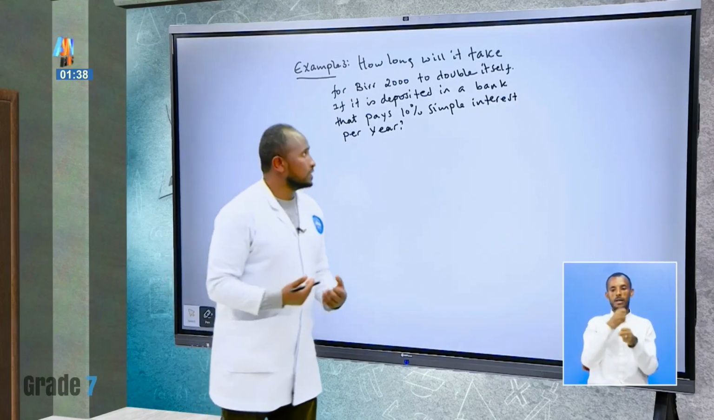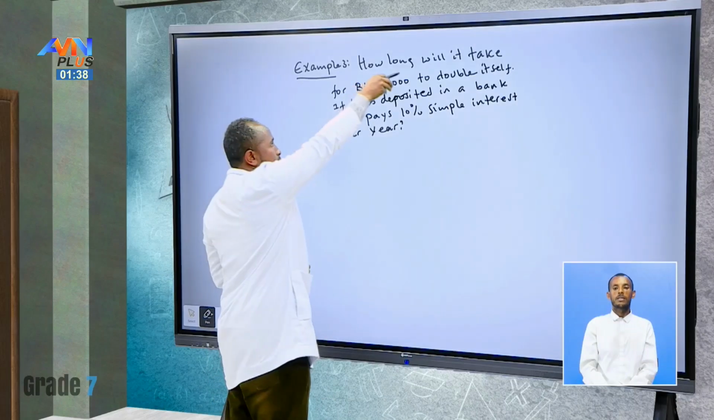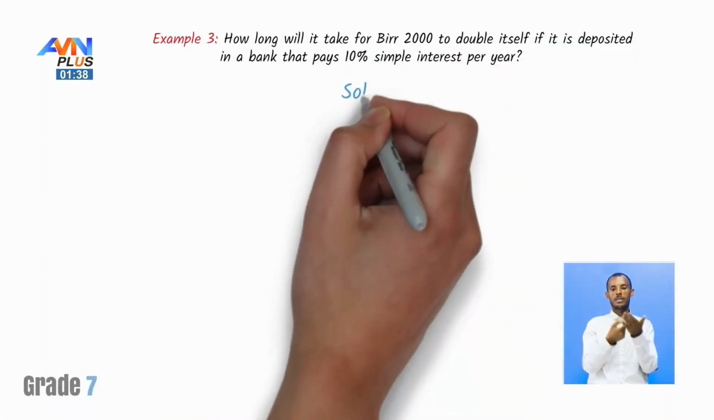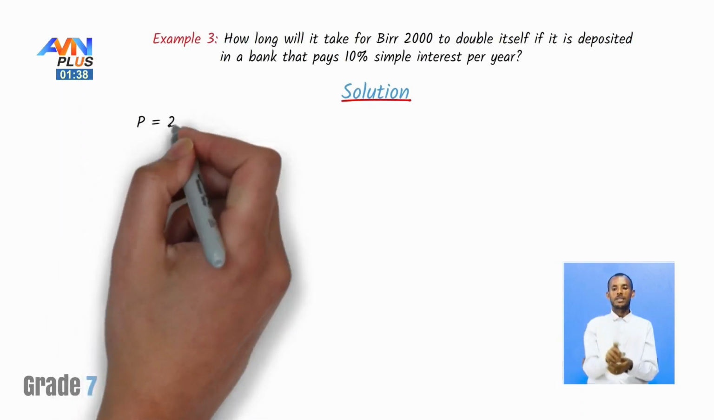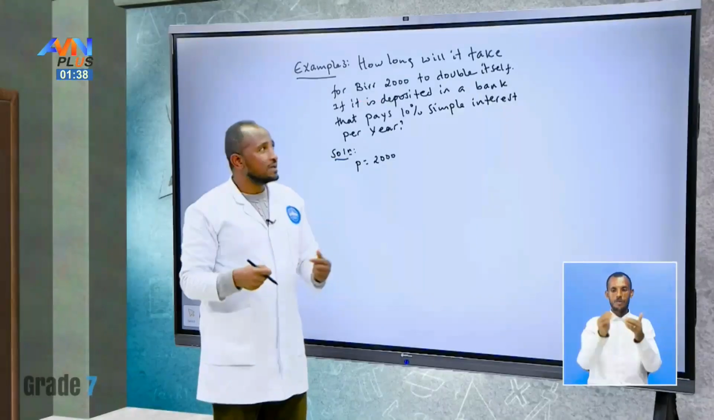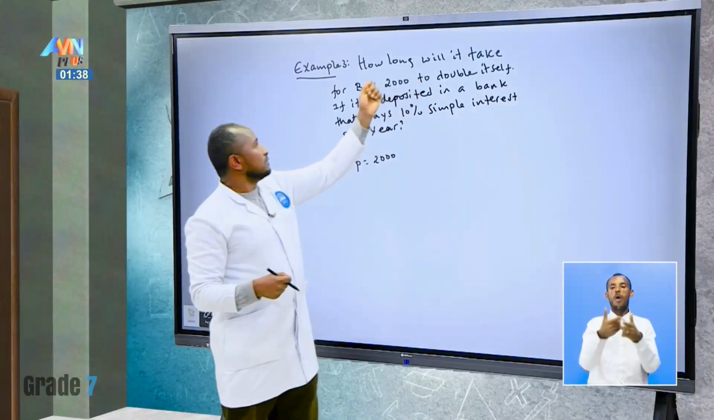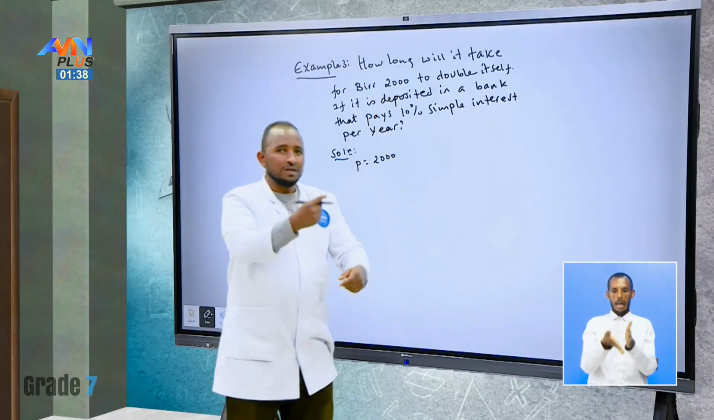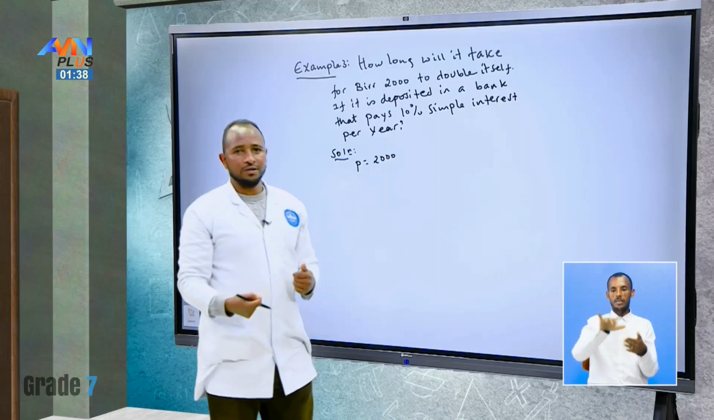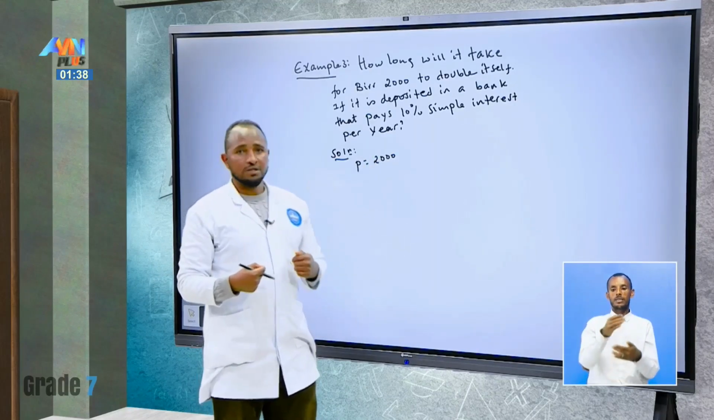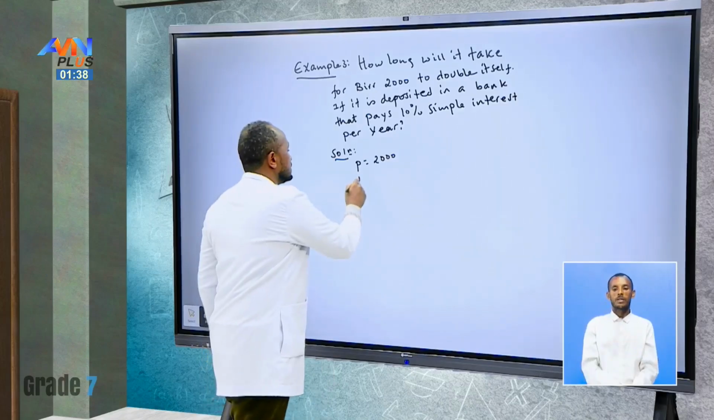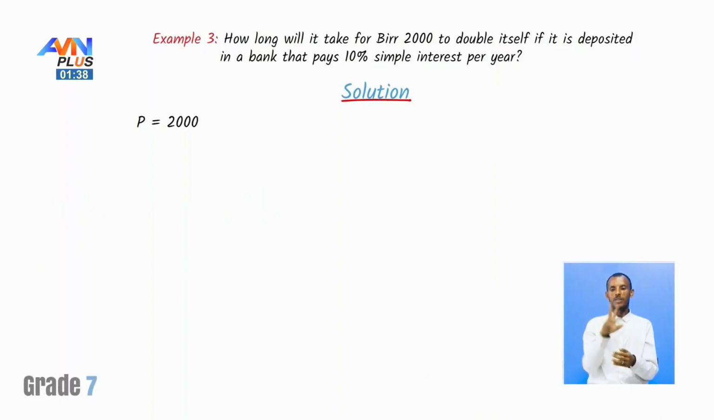So in this question, the money deposited is given here. It's the principal. The principal is given. It is 2,000. Again, in this question, the interest is also given. Here it says, how long will it take for this money to double itself? It means the interest is also 2,000. You earn again 2,000 to double itself, which means the interest is equal to the principal itself. So the interest here is also 2,000.